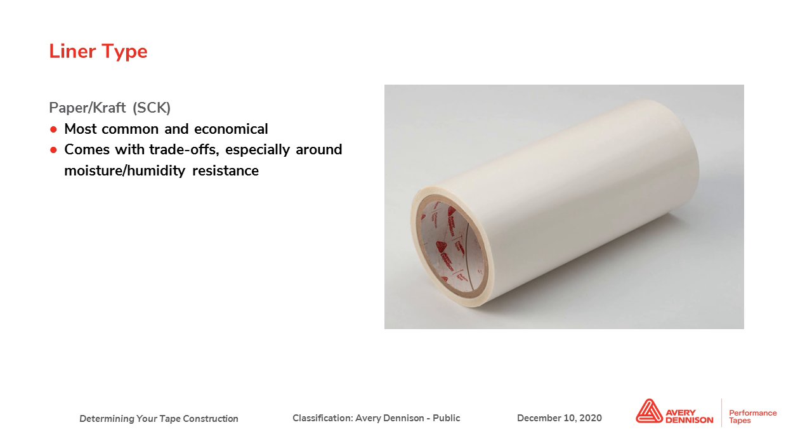So the first one up is paper or craft. This is going to be the most common throughout the foam bonding tape world, if you will. It's economical, and that's a big reason why. It's easy to work with when manufacturing tape, and it's probably the most common liner in the core series. There are going to be some trade-offs with this material, though.